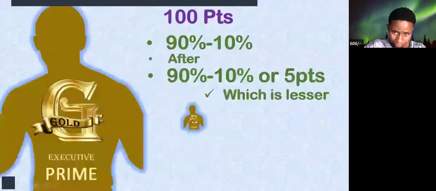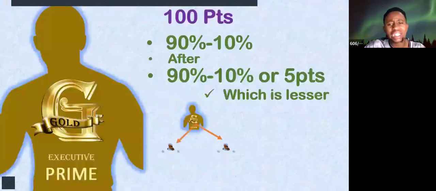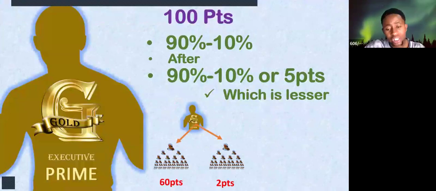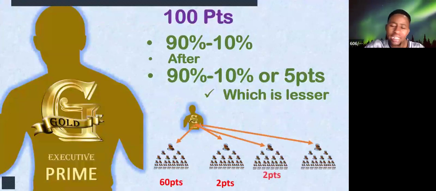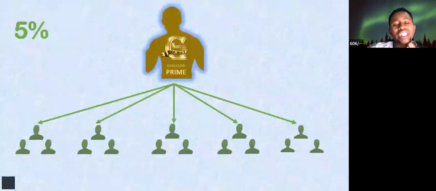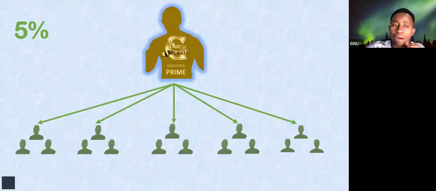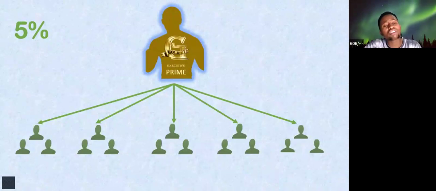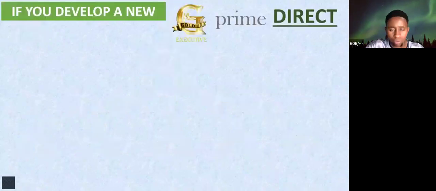Okay, now, gold executive, it is the same, 90 and 10%. If you have done 100 points, 62 points, or 2 points, any, the lesser leg must produce at least 10%. And remember, your strong leg must produce at least 1 point. If it is less than 1 point in your strong leg, you won't maintain a prime position. So a gold executive prime earns 5% more. You're supposed to earn 20%, now you earn 25% on your first and your second level.